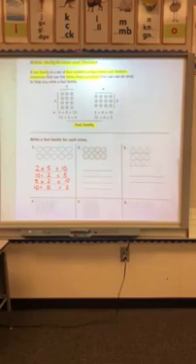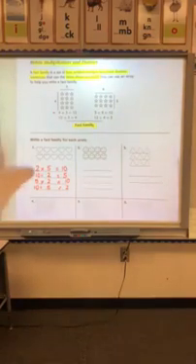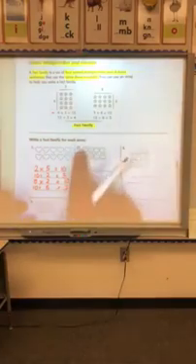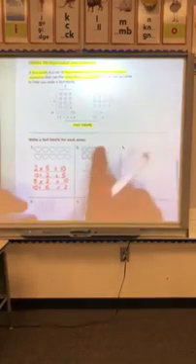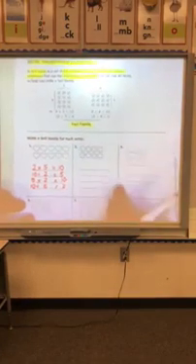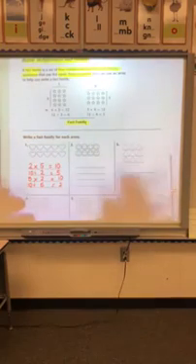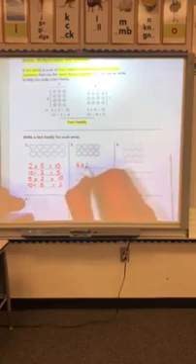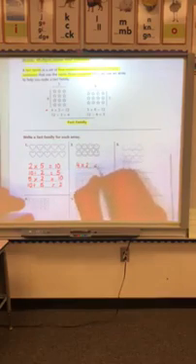So the first thing you do is multiplication, and you can switch the order and do the division. Okay? Let's do number two. How many columns? Four. And how many rows? Two.